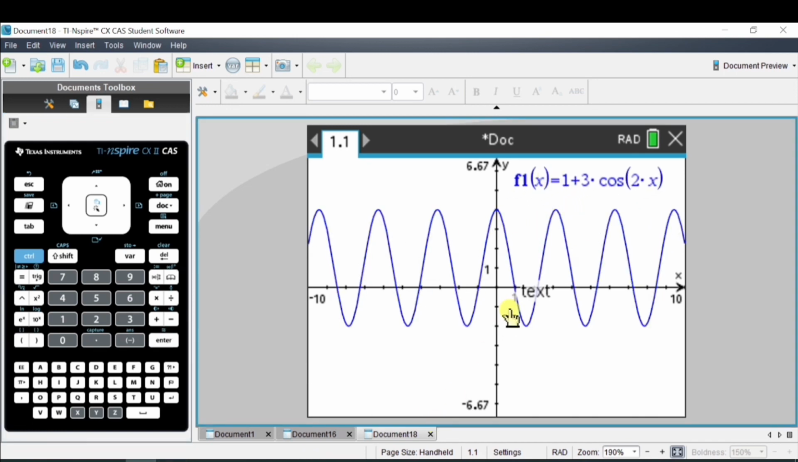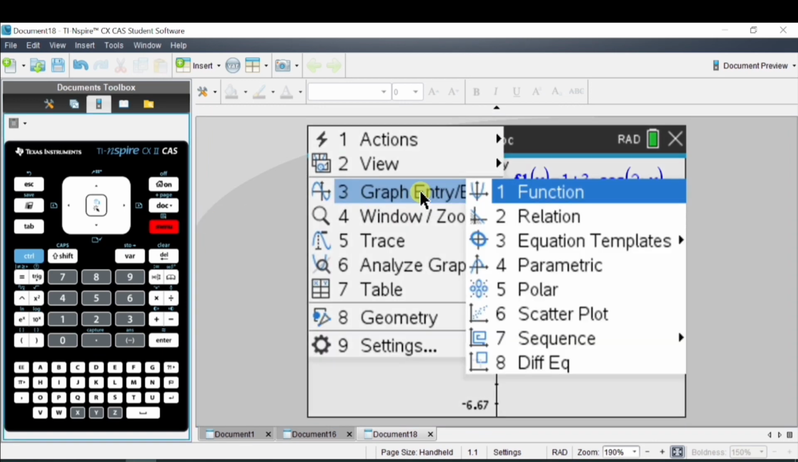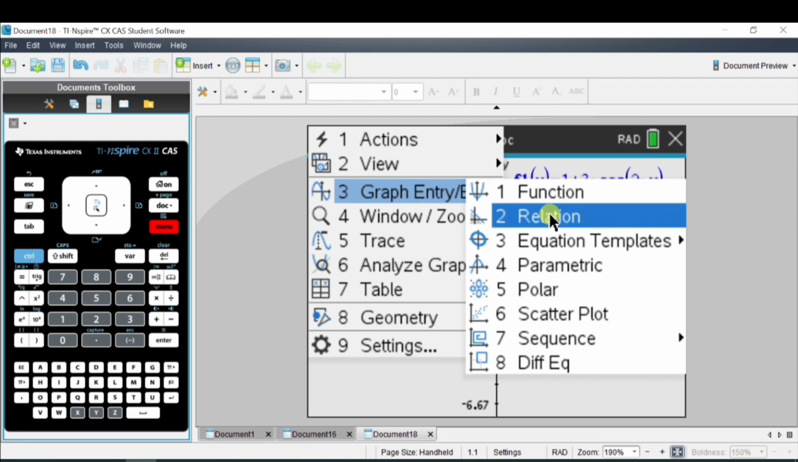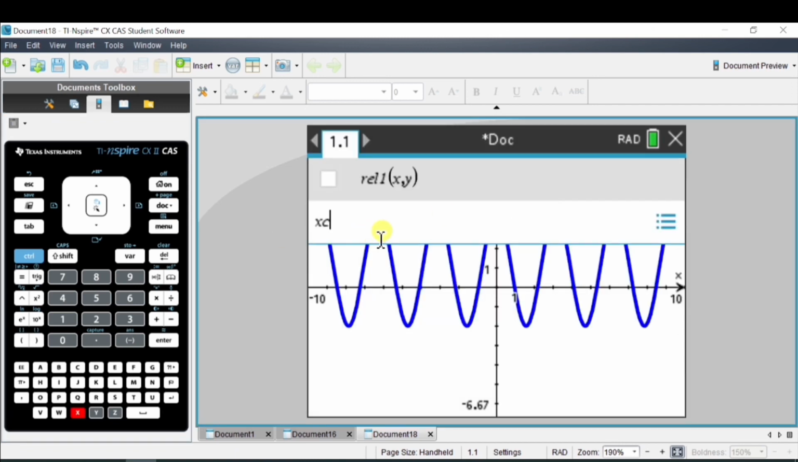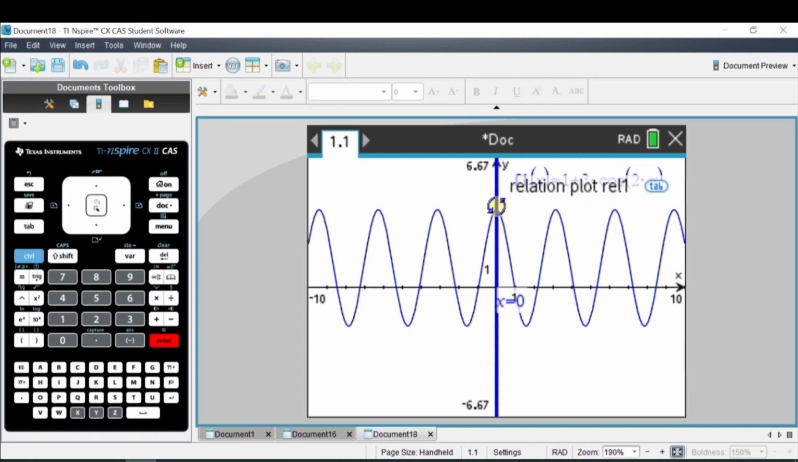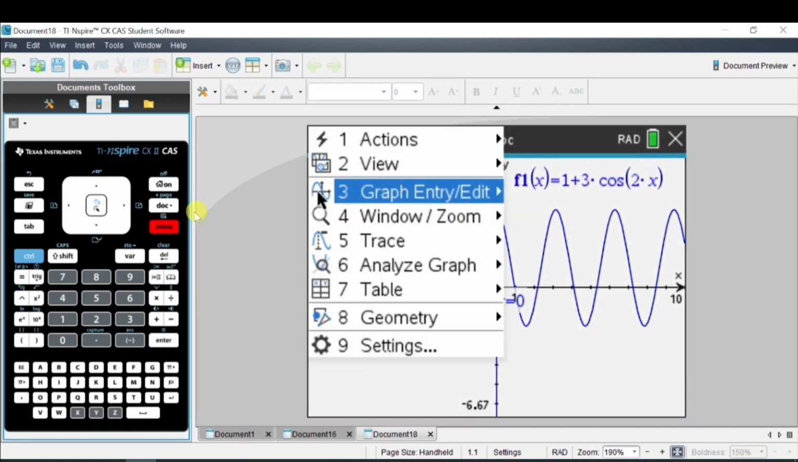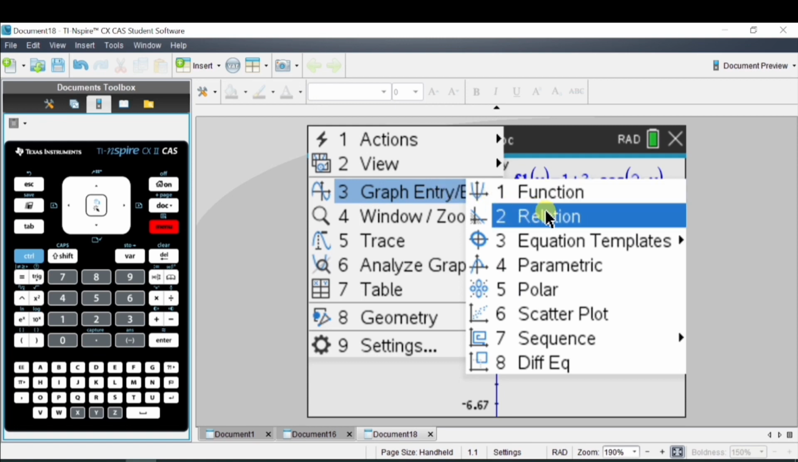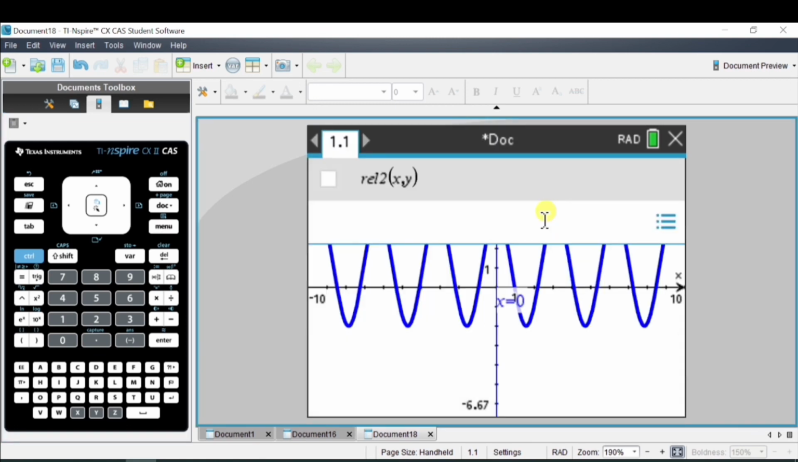Now I want to find the region bounded by the curve between 0 and pi on 2. So I'm going to click on Menu, go Graph Entry Edit, and I want to add 2 lines. I want to add a line at x equals 0, or essentially the y-axis, and I also want to add another line when x equals pi on 2. A relation is if I just want to add a straight line that is associated with the x-axis. So I'm going to write x equals 0, which will just add a line on my y-axis. Then I'm going to do the same thing. So I'm going to click on Menu, Graph, Entry, Edit, Relation, and I'm going to type in pi on 2.